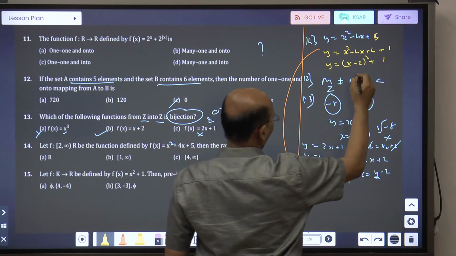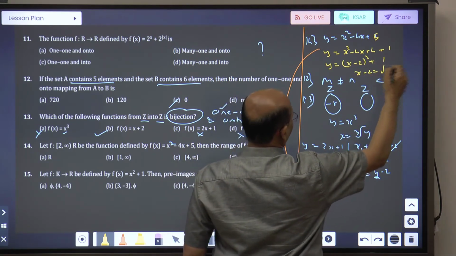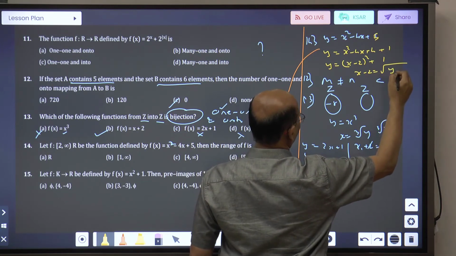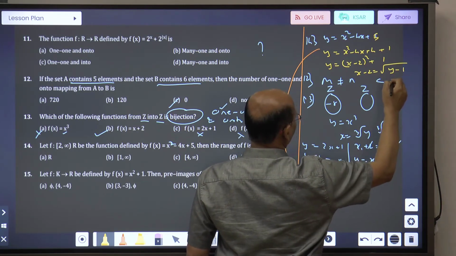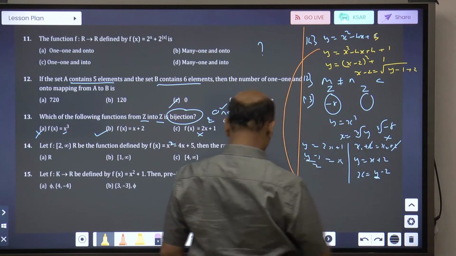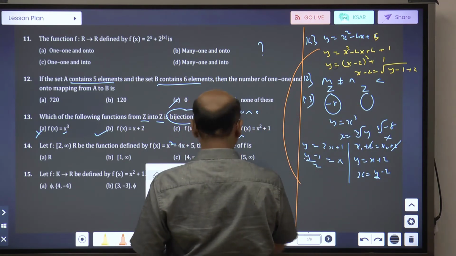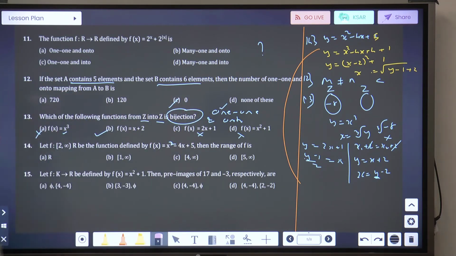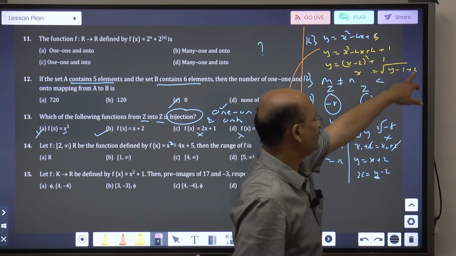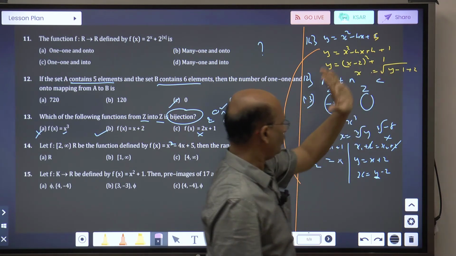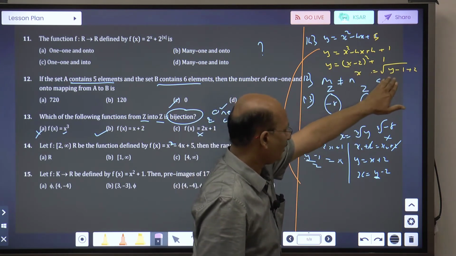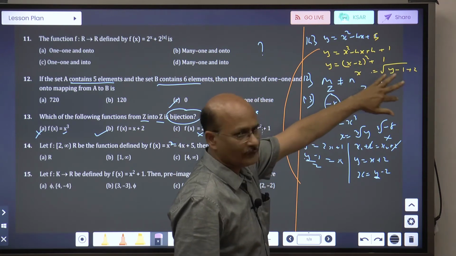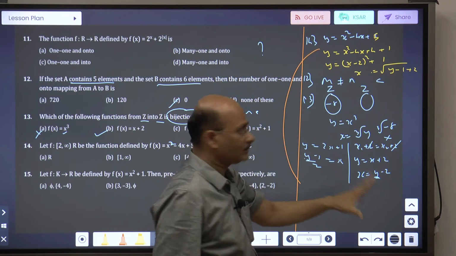So x minus 2 will be the square root of y minus 1, plus 2. So x will be, in short, the square root of y minus 1 plus 2. Now I have no issue, because range means the value of y, with x in terms of y. Now hold on, domain is the value of x.